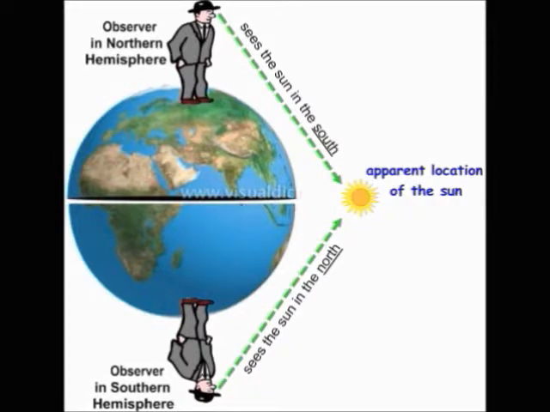The reason for this is that the sun's direct rays always shine on the low latitudes, which is basically near the equator. So if you're in the northern hemisphere, you have to look south to see the sun, and if you're in the southern hemisphere, you have to look north to see the sun.